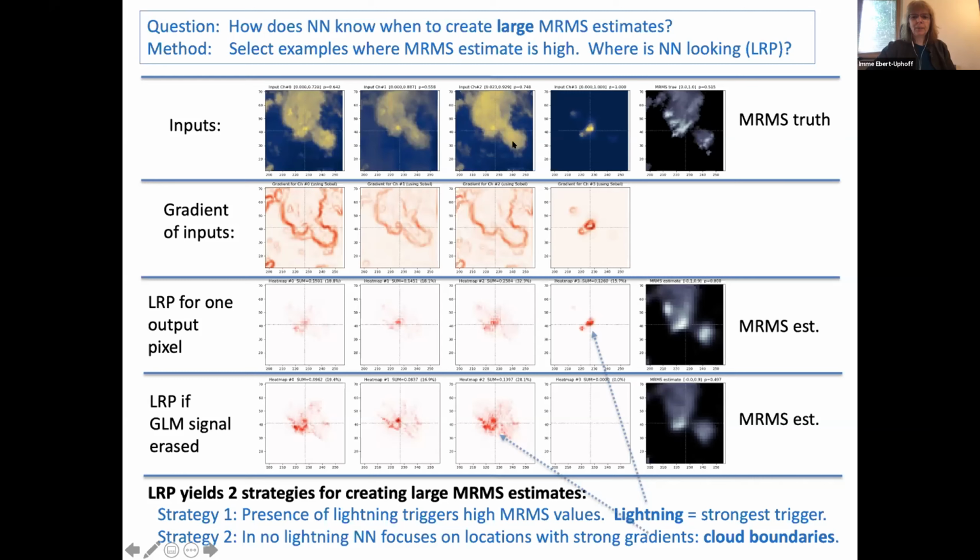Then we took the same input sample and blocked out all the lightning, and we checked where the neural network looks then. And we realized it's looking in these places here. What are these places? If you compare those to the gradient of the input image, you see it's just the gradient of the image, and it's also the cloud boundary. So the strategy we found is that if no lightning is present, then the neural network focuses on locations with strong gradients in the other 3 channels, so the cloud boundaries.